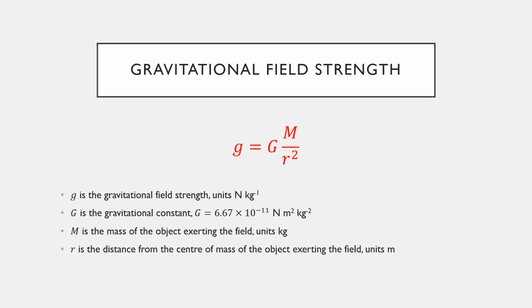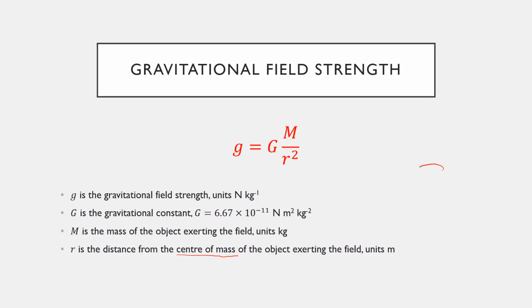M is the mass of the object that's exerting the field. We use kilograms. And R is the distance from the center of mass of the object exerting the field. And we use meters. Okay, always kilogram, meters, and seconds unless otherwise specified. So center of mass, that's a really important thing to understand.